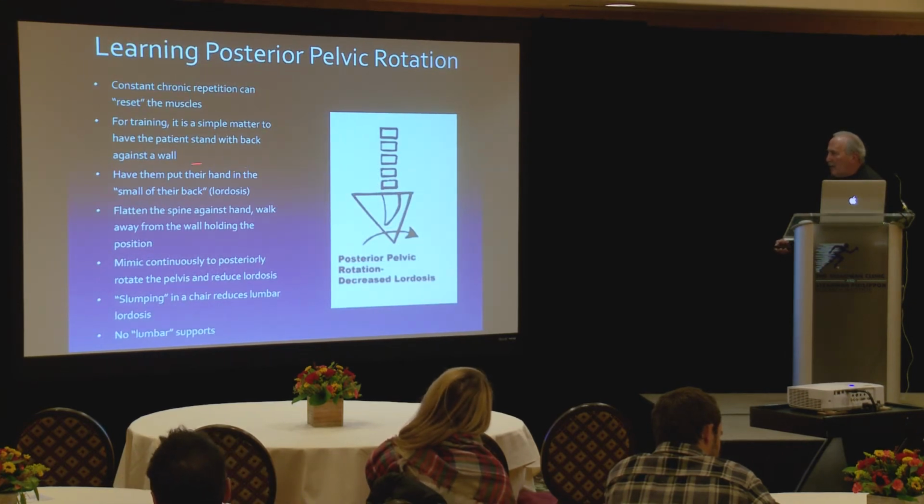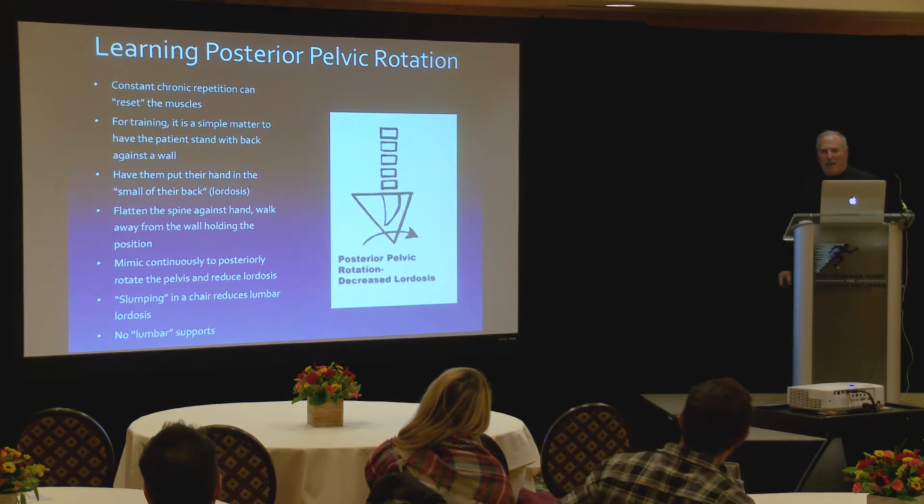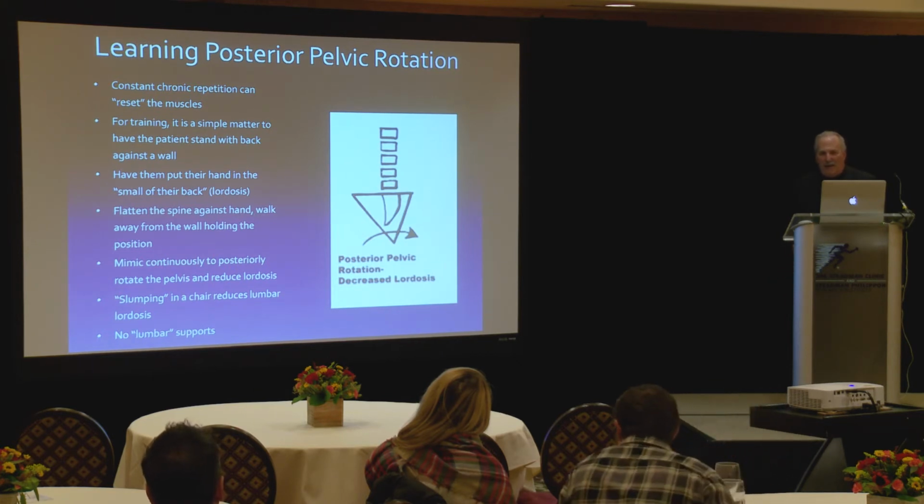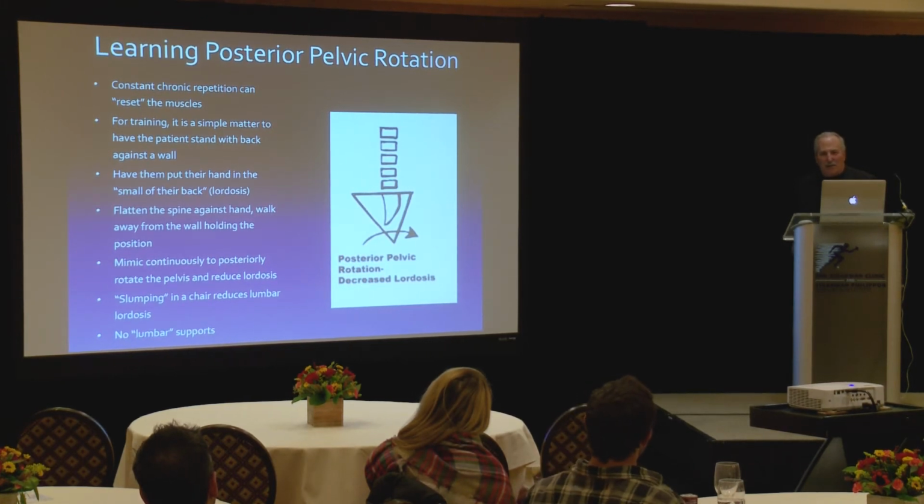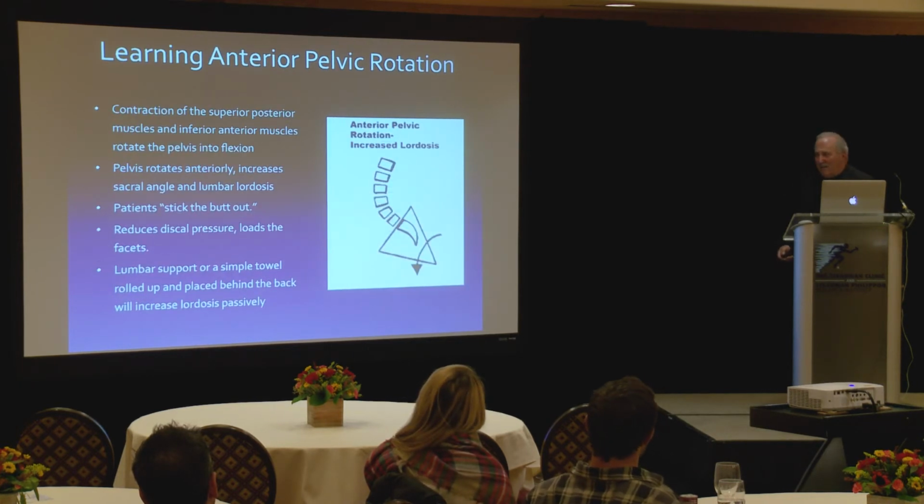So it's a simple matter. What I have my patients do, we call it the Flat Earth Society or Flat Back Club. Just have them back into a wall and then put your hand in between their lumbar lordosis and tell them to smush your hand. They have to flatten their lumbar spine, tell them to hold it and walk away from the wall. I mean, it's very uncomfortable initially, but they can eventually adapt and learn that position.